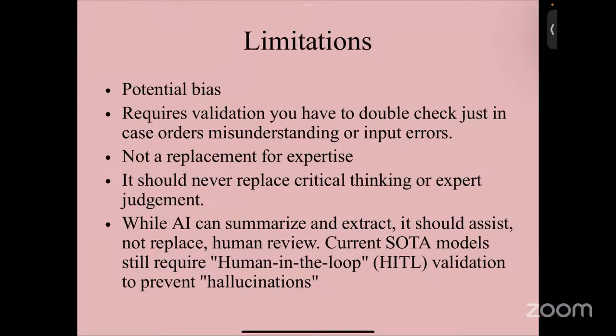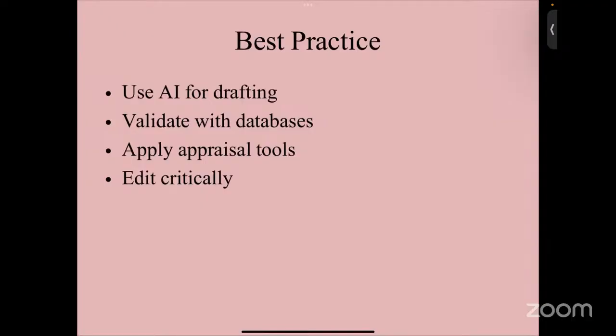So hallucination is like a condition where AI can go further away, okay, from the point that we are exactly looking at or looking after. So to prevent that and keep it on target, on the right path, we'll still have to validate the results. So for best practice, we can use AI for drafting, then validate with databases, apply appraisal tools, and edit critically.